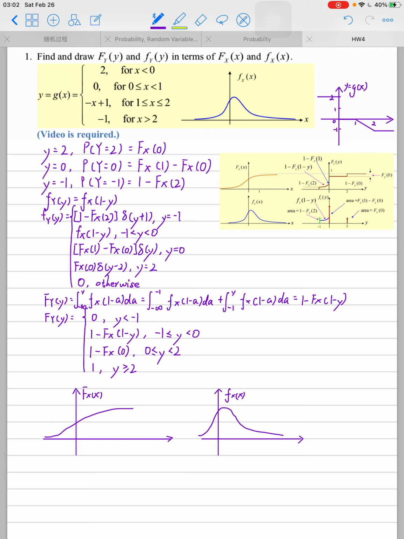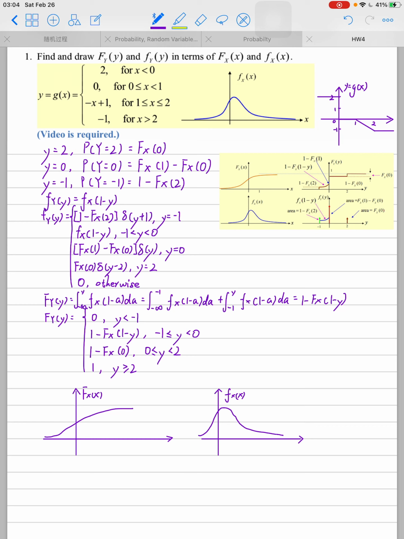And we can get F_Y(y) equals the integral ranging from negative infinity to y of f_X(1 minus a) da, which equals the integral ranging from negative infinity to negative 1 of f_X(1 minus a) da plus the integral from negative 1 to y of f_X(1 minus a) da, which equals 1 minus F_X(1 minus y).